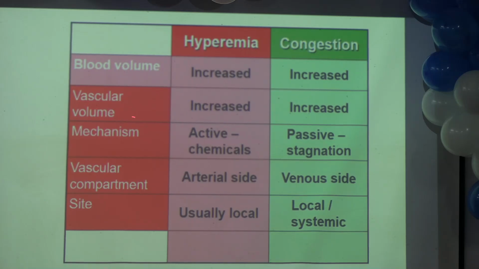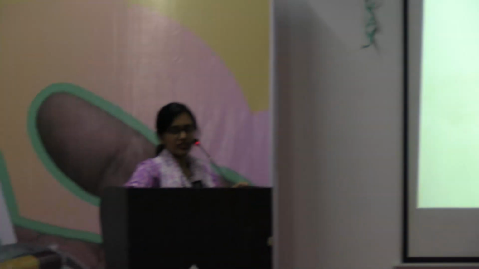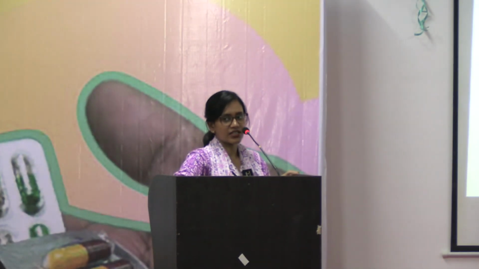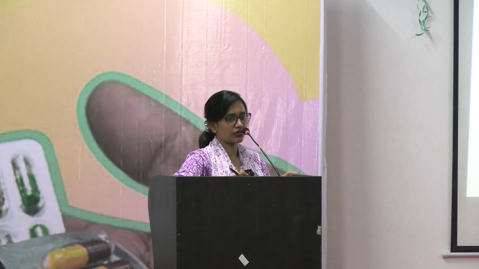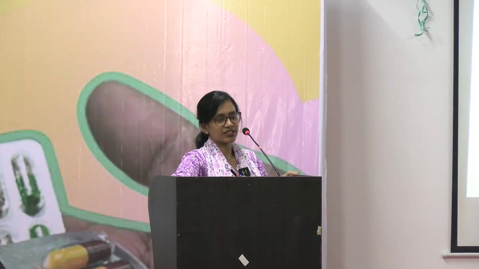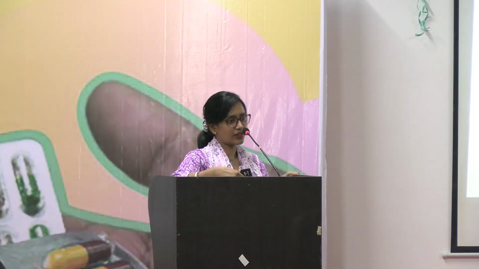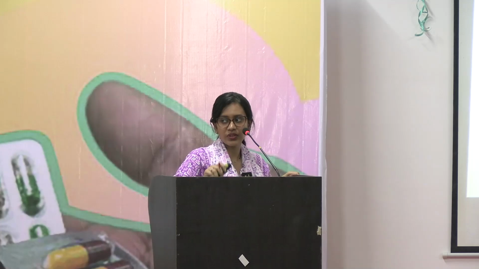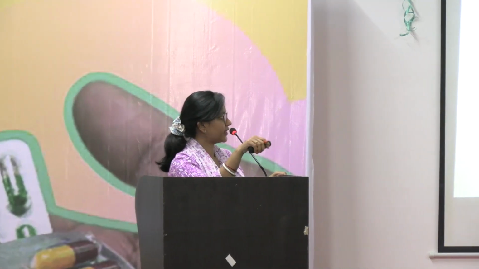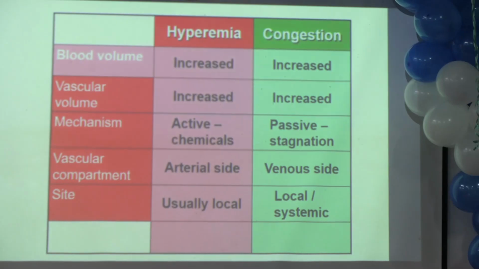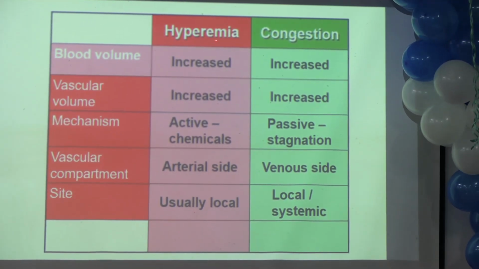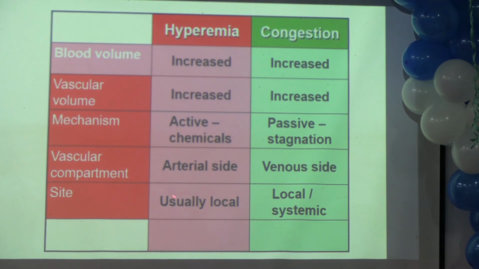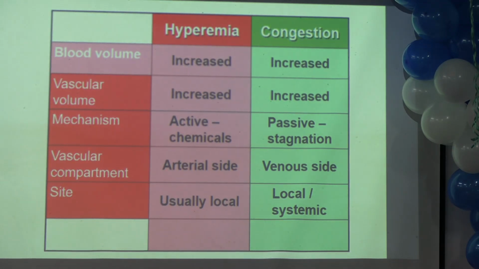The mechanism for hyperemia is active and often mediated by chemicals. That is, in which condition can we see some mediators which bring about vasodilation? Yes, in inflammation. So hyperemia is usually associated with inflammation. And in congestion, there is going to be stagnation. We know that the arteriolar side is affected in hyperemia and the venous side in congestion. And usually the effects of hyperemia are local, but for congestion, it can be both local and systemic.